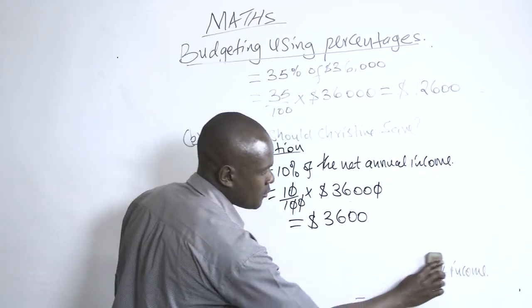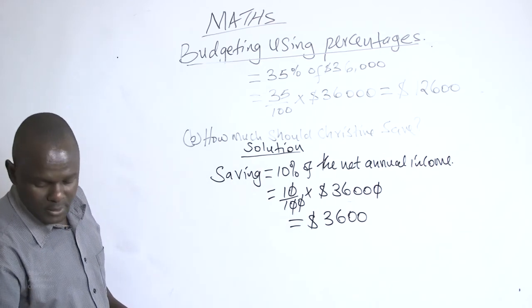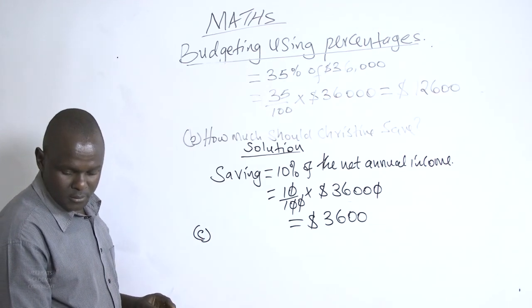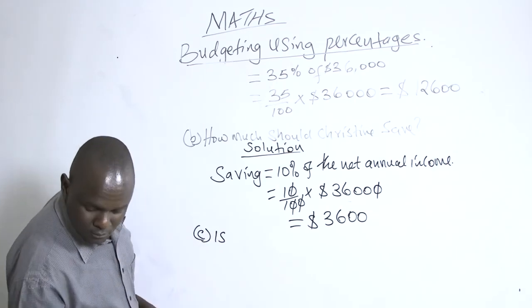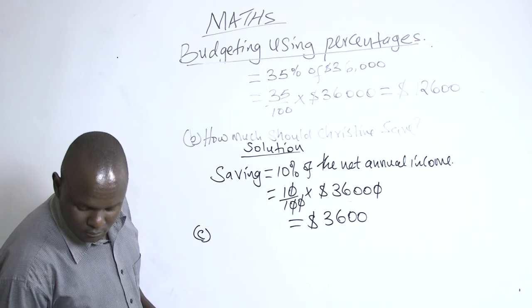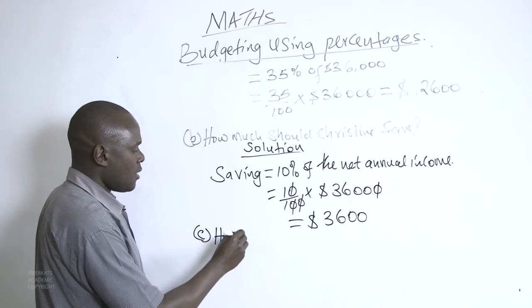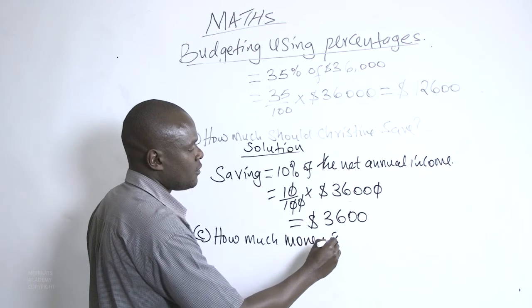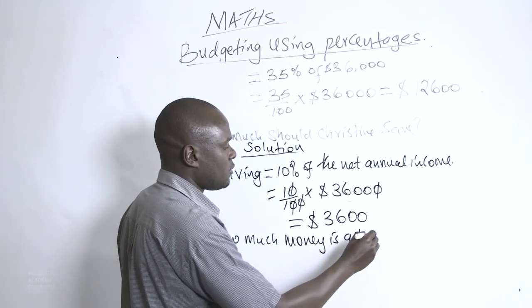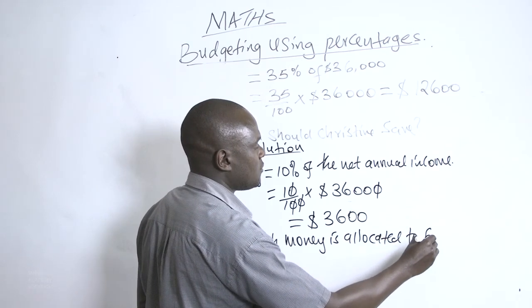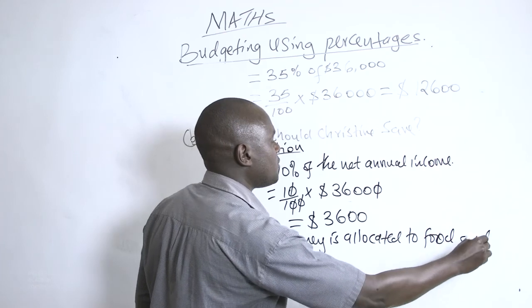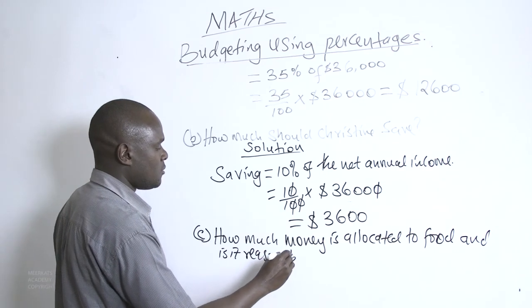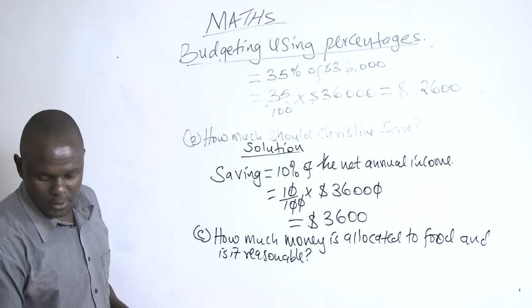The next question is on the amount of money allocated to food. How much money is allocated to food, and is it reasonable?